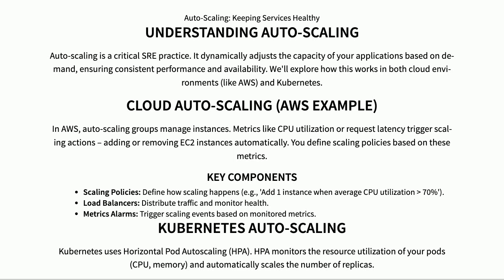Kubernetes takes this a step further with horizontal pod auto-scaling, HPA. It monitors your pods and scales them up or down to match the load. We'll see a snippet of YAML showing how you'd configure HPA, focusing on defining minimum and maximum replicas and setting a target CPU utilization percentage. Ultimately, auto-scaling leads to better performance for users, reduced costs because you only pay for what you need, and it makes your systems more robust.